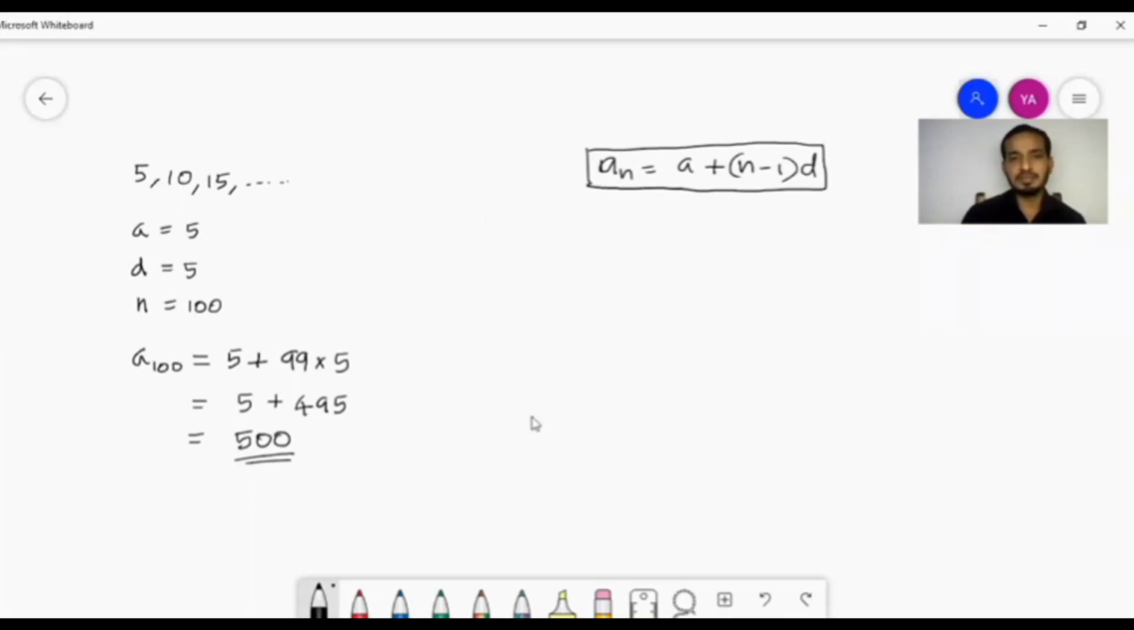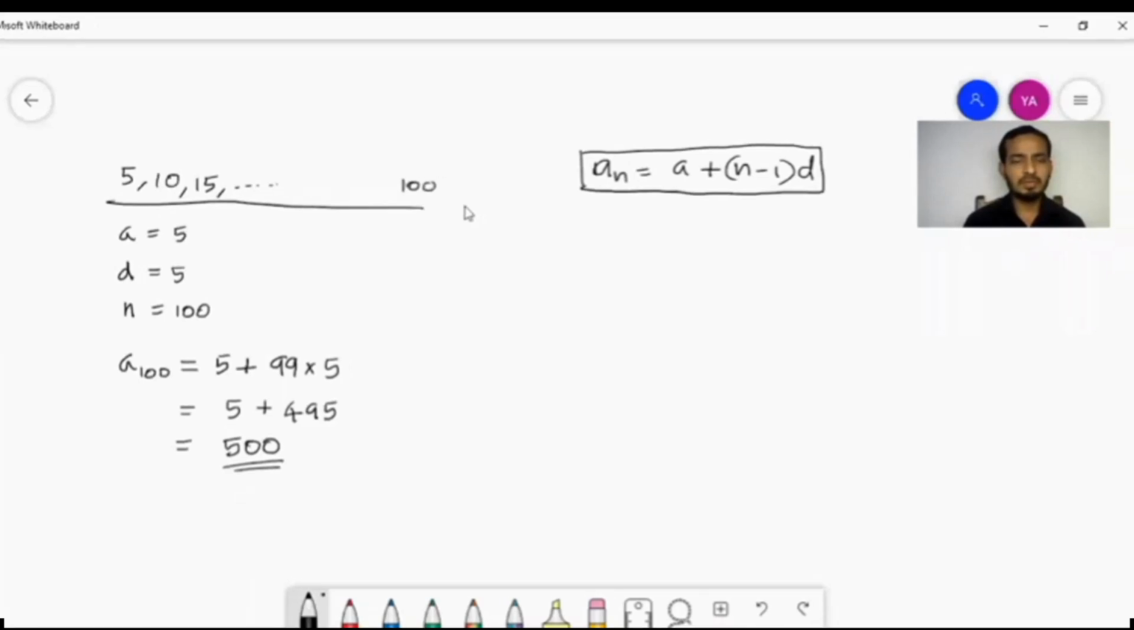So this is the direct way you can calculate it. That's one application. And another thing, 100 will be a term in this sequence, right? In this progression, 100 will be there. So can you say the position of 100 in this sequence? What will be the position of 100 in this sequence? The position value? It is 20. In this sequence, the position of 100 is 20.